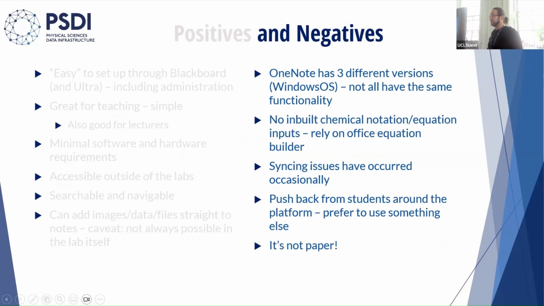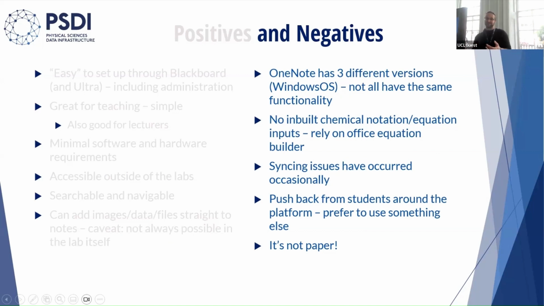OneNote has three different versions on Windows. It has a web-based version, it has a Teams-based version, and it has the actual app on the computer. They all do slightly different things. So for example, the web-based and Teams versions don't have the Microsoft equation editor. You can see equations there, but you can't write them. But some of the setup, for example on how to do things and some things you need to change if you want to push it out to students, you can only do on the web-based version. You can't do it on the Teams version.